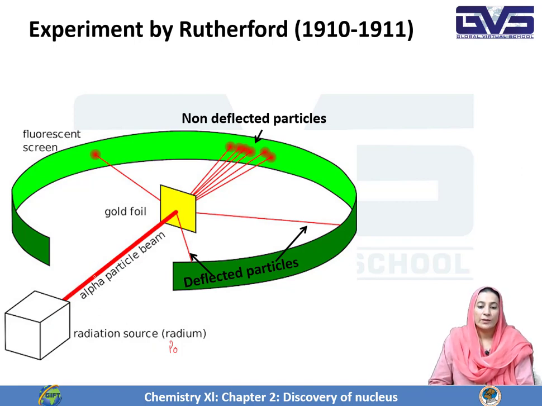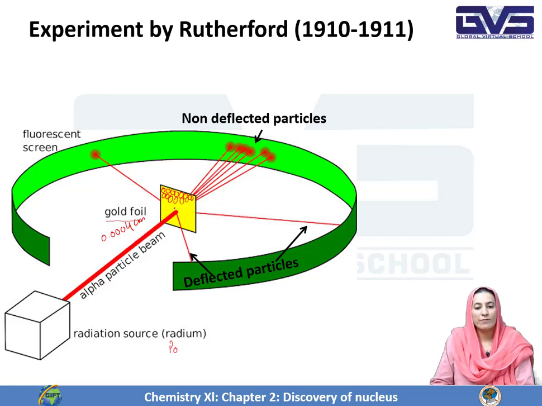What he did, he struck the alpha particles on a thin gold foil, very thin. Its thickness was almost 0.0004 centimeter. It's a very thin foil of gold. In metals, atoms are very close to each other, and its thickness is very low.